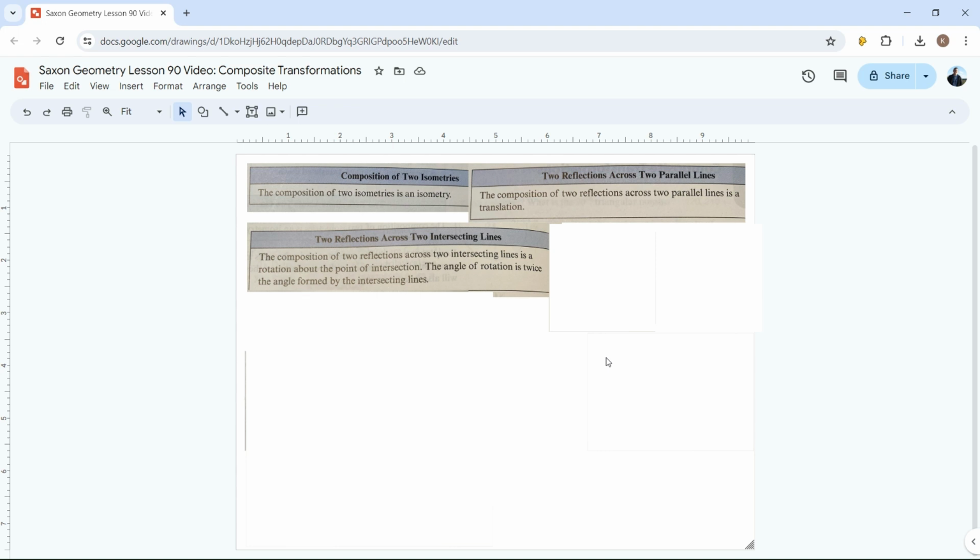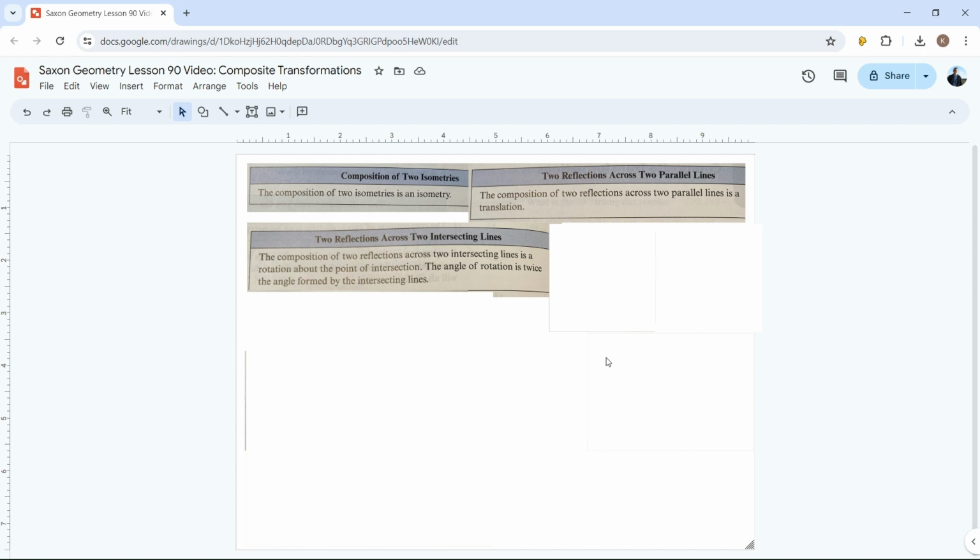Hey, geometry students. In this lesson, we're going to be talking about composite transformations. Now, this is going to be multiple transformations in a row. So what we're going to be doing is taking a pre-image, finding the image from one transformation, and then taking that image and finding the image of an image for a second transformation, and then so on and so forth. We could do several transformations in a row.